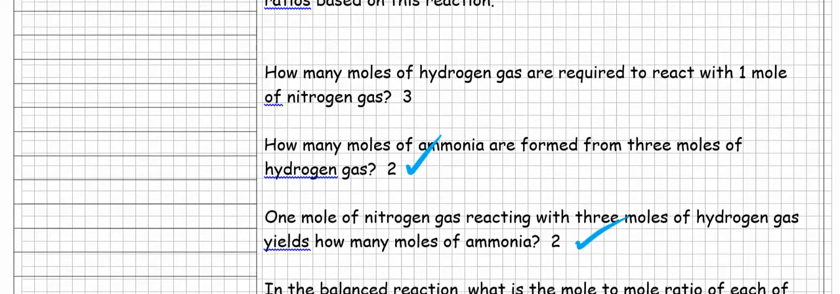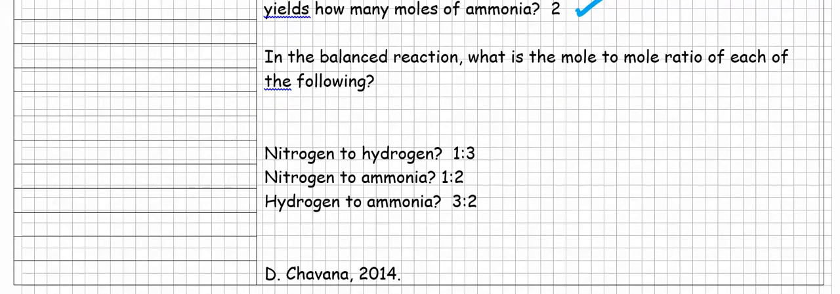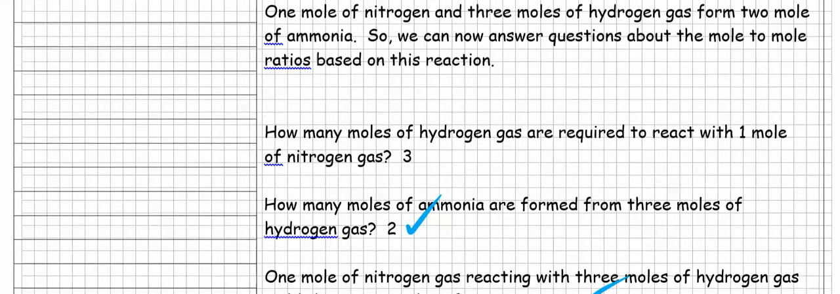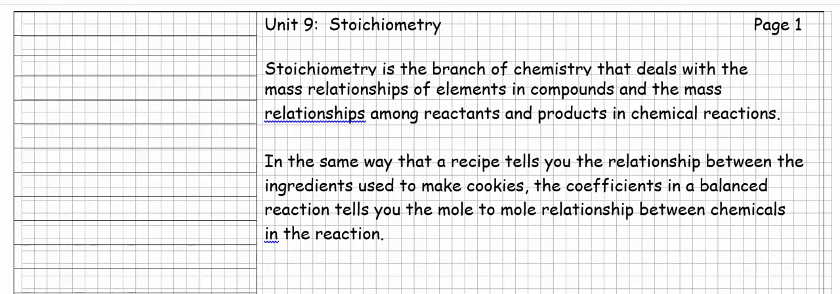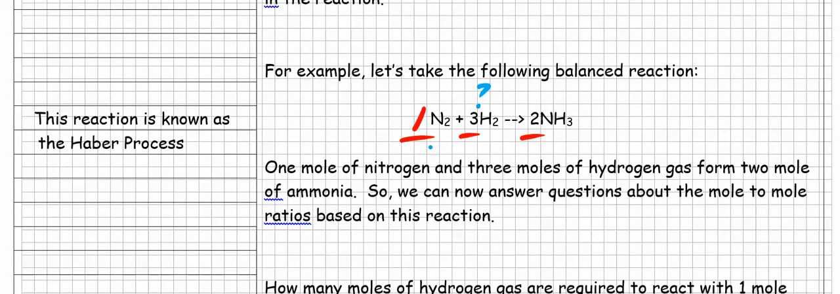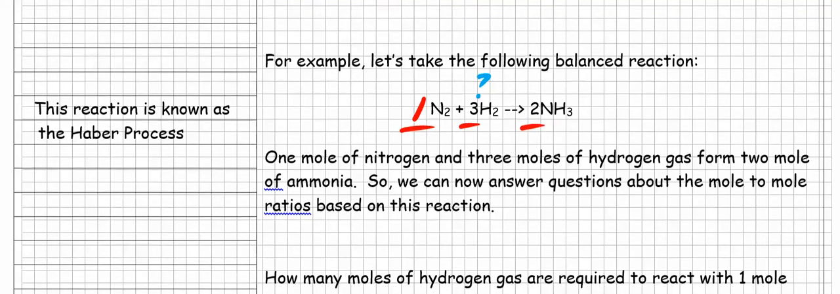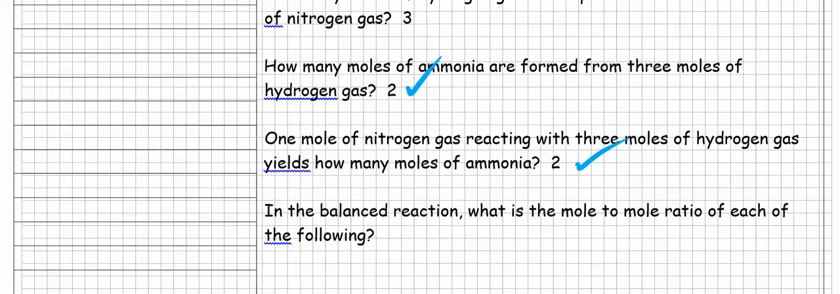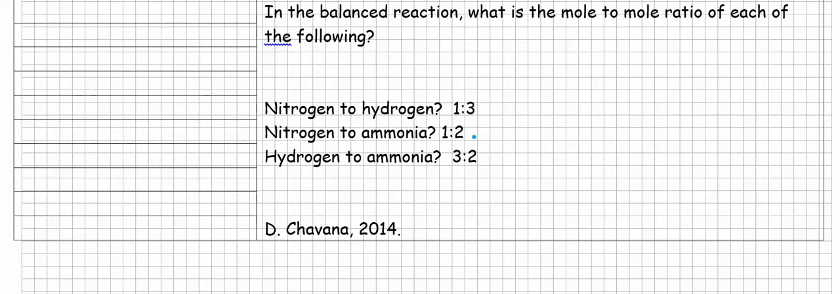What about the relationship between nitrogen and ammonia? Well, if we look back at the equation, sorry for going back and forth like this, but I have to do it. If we look at the relationship between nitrogen and ammonia, it's a 1 to 2 relationship, right? 1 mole of nitrogen produces 2 moles of ammonia, right? So 1 mole of nitrogen produces 2 moles of ammonia.